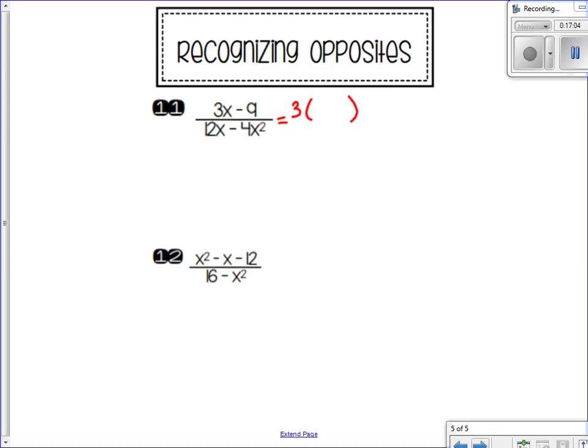So 3x divided by 3 would make that just 1x. And -9 divided by 3 would make this -3. So I got my greatest common factor out on the top. Now I got to look at the bottom. Now what I'm going to do, I'm going to flip-flop it so it kind of looks like what you're used to seeing. I'm going to rewrite this. I'm going to switch these spots. I'm going to put -4x squared in the front plus 12x.